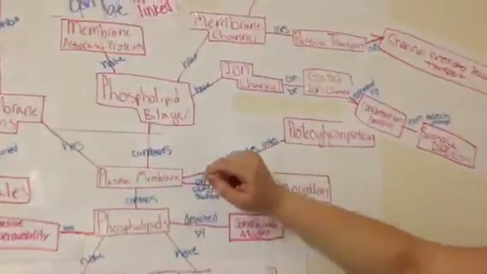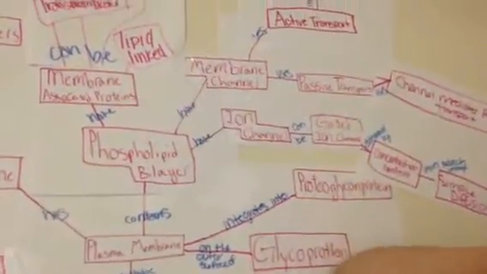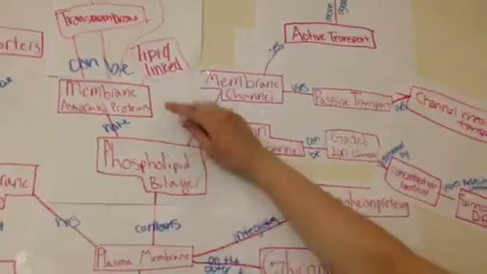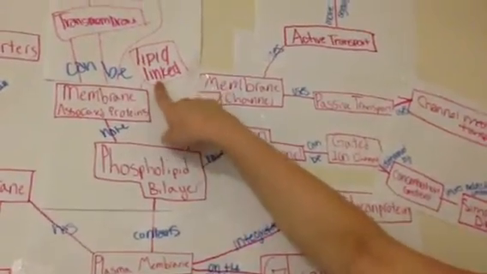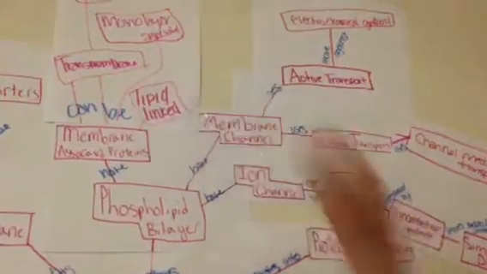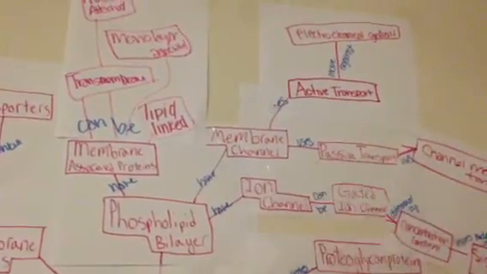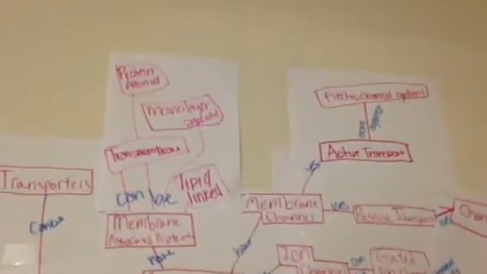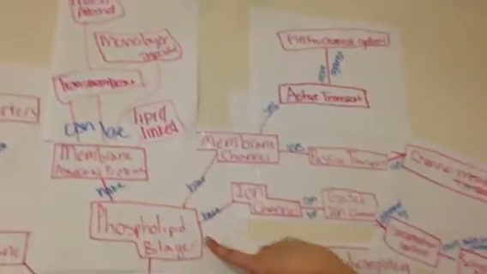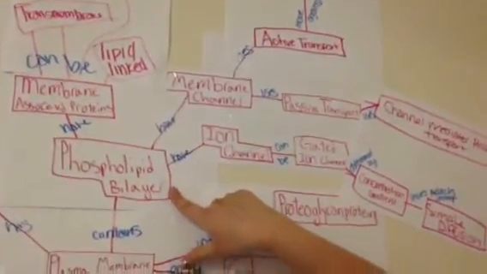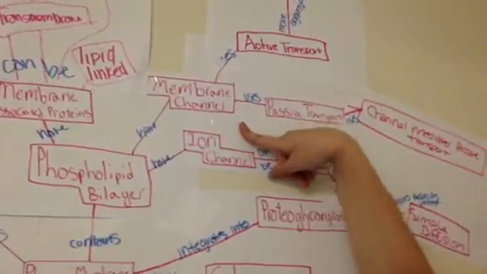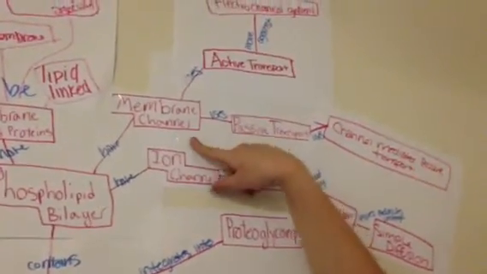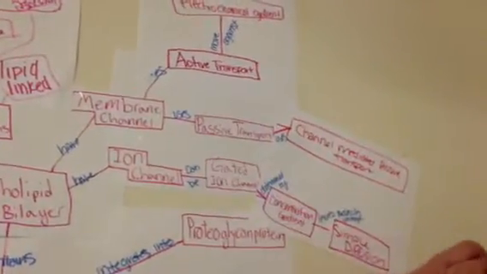The bilayer has membrane-associated proteins, whose types are lipid-linked, transmembrane, monolayer-associated, and protein-attached. The phospholipid bilayer also has a membrane channel, which can use either passive or active transport.